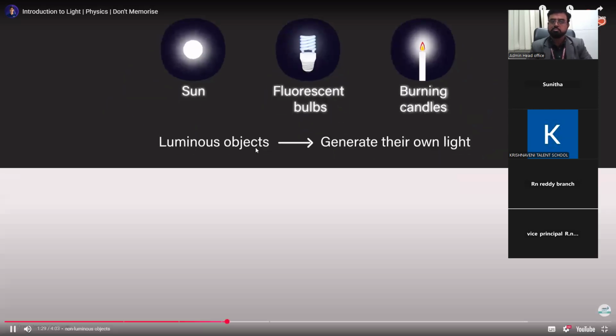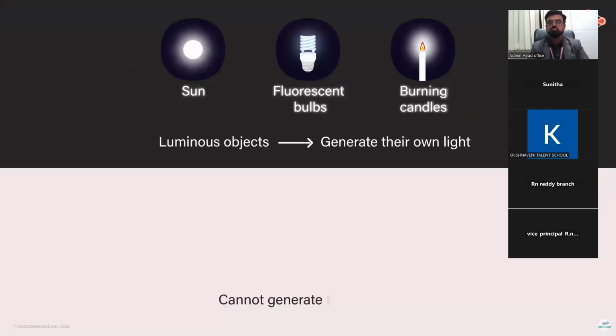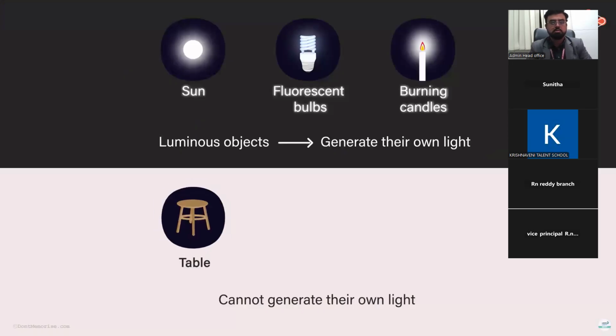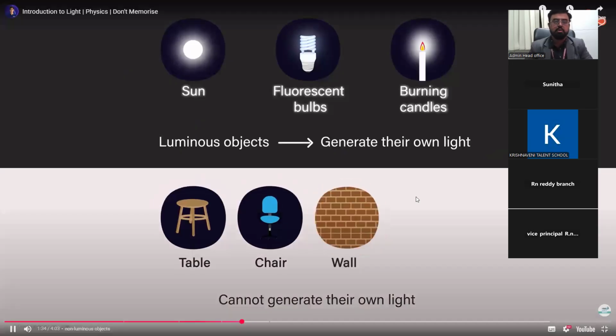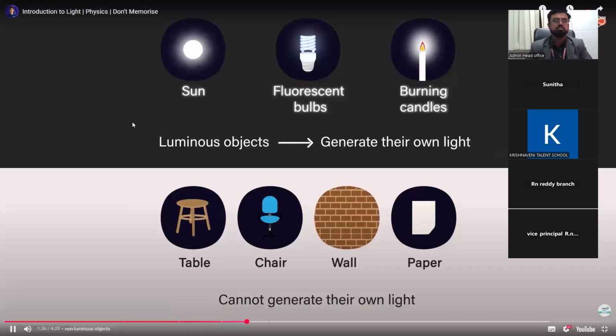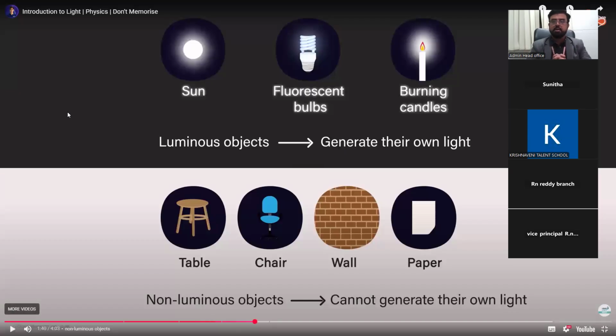Almost all of the objects that we come across cannot generate their own light. The table, a chair, wall, paper are few of such examples. Such objects are called non-luminous. See here. So table is there, chair is there, wall is there, paper is there. If you place them in a dark room, we cannot identify, we cannot see them. Right? But whenever you switch on the light, they can be visible because of the reflection of light.